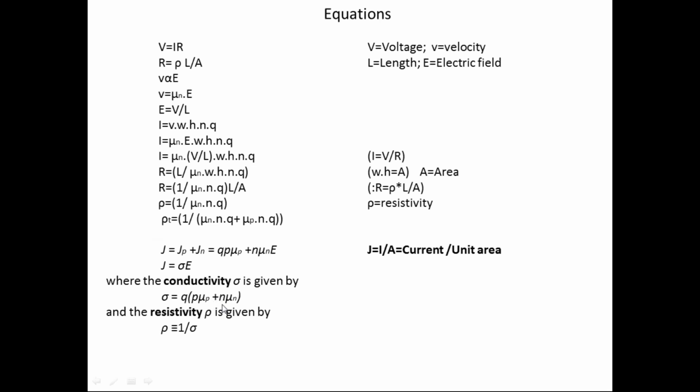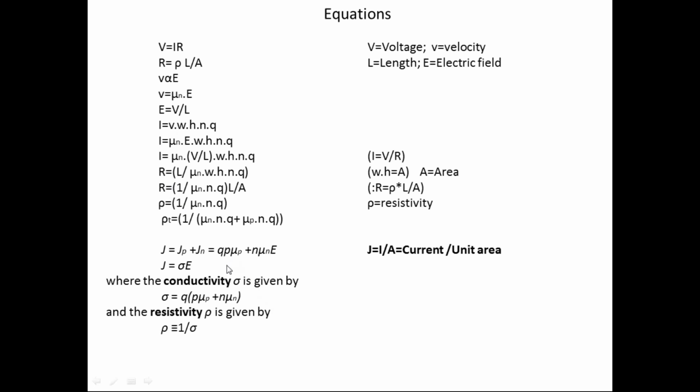Then conductivity is equal to here Q into P into mu P plus N into mu N. And the relation between conductivity and resistivity is conductivity equal to 1 by rho. Right? Like that, there are few problems based on resistivity and conductivity, and to find the resistance of the material also, right?